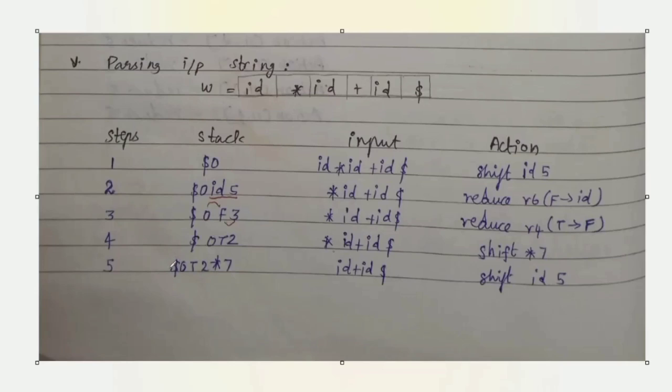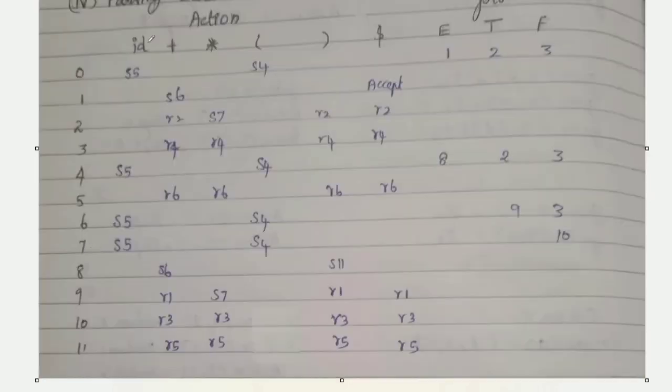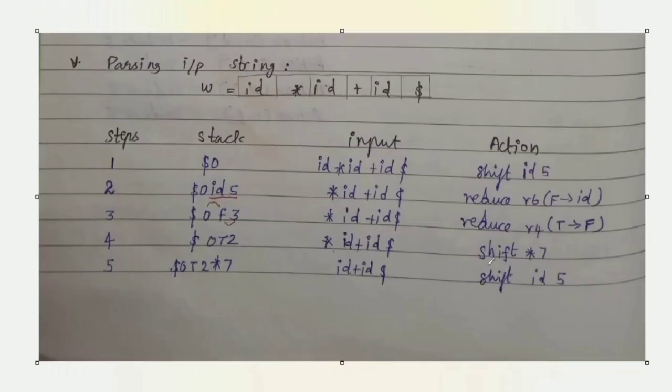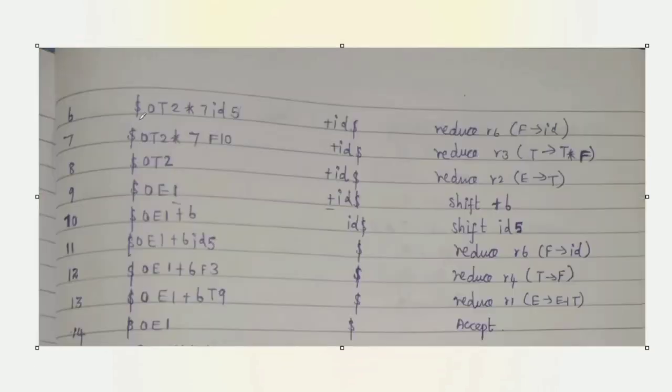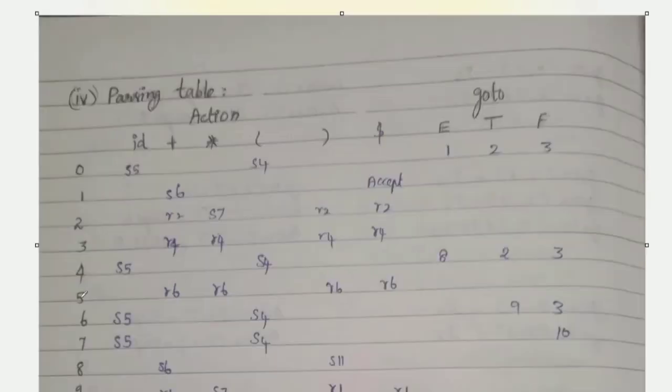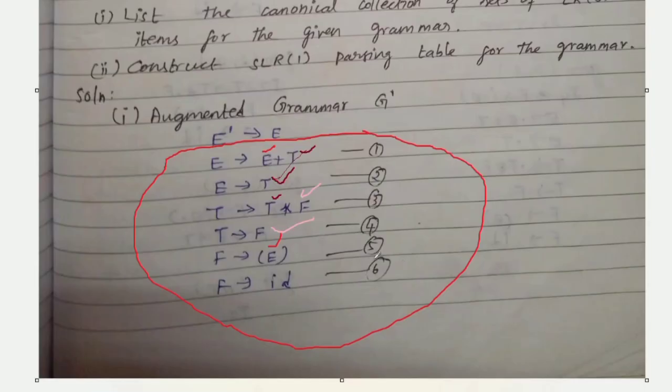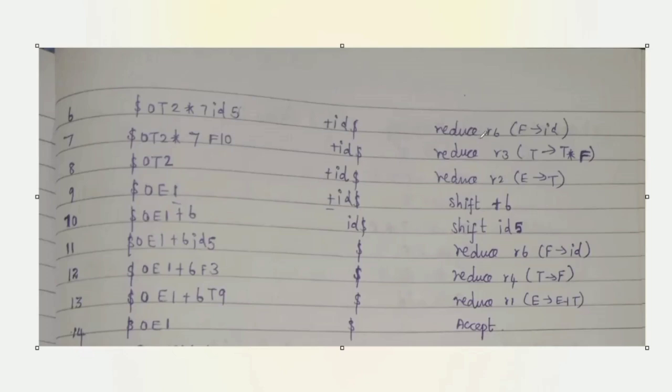Then the stack becomes $0T2 star 7. Compare 7 ID. Look at the table: 7 ID is shift 5. Then write shift ID followed by number 5. Then the stack becomes $0T2 star 7 ID 5. Compare 5 plus. See the table: 5 plus is reduce 6. 6 is the equation number F tends to ID. So write reduce R6, F tends to ID.